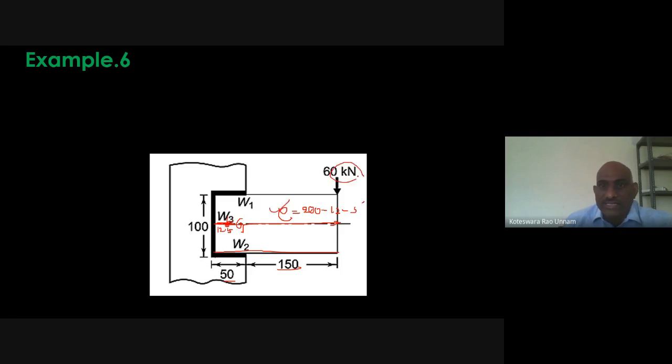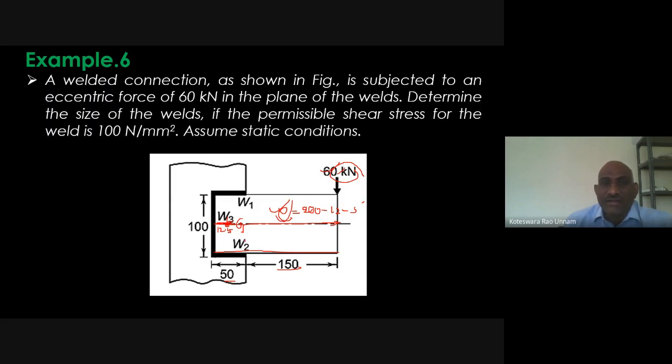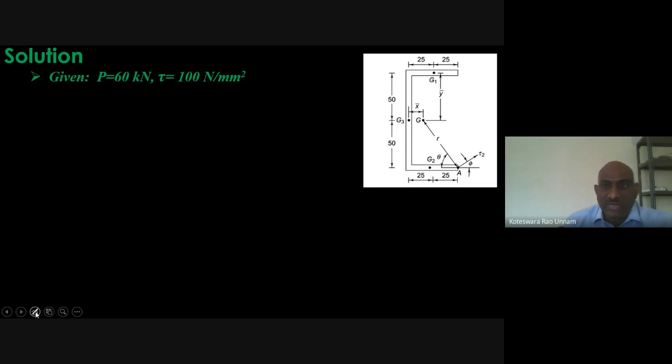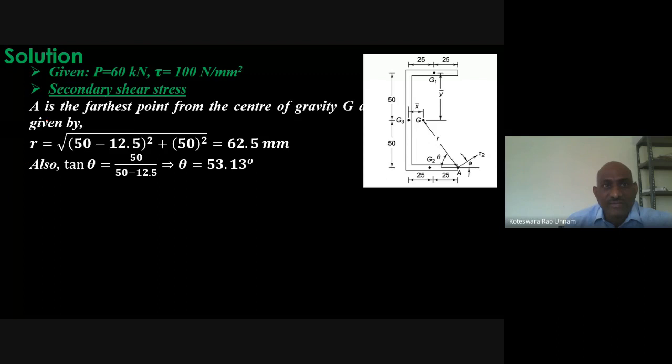Then the load is given as 60 kilonewtons. I'll convert this into newtons, which becomes 60,000. 60,000 multiplied by this E, we get the moment. So that is the twisting moment here. That's what I did here. I found the same thing here.